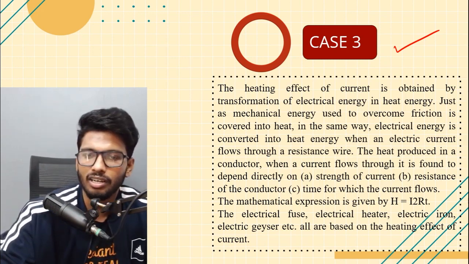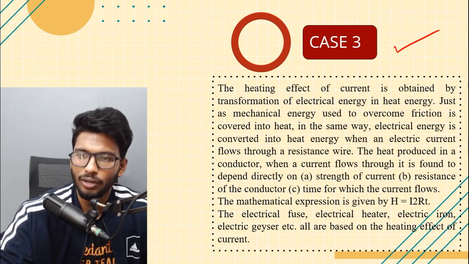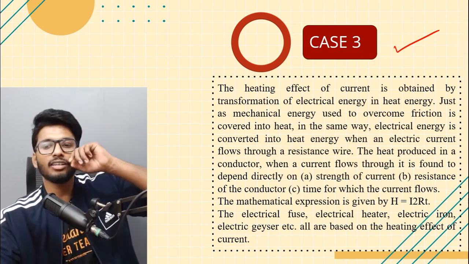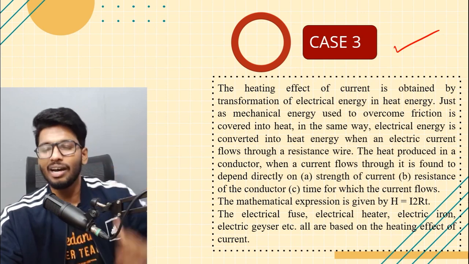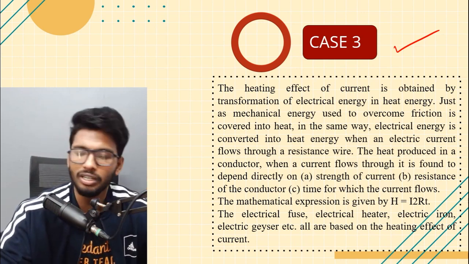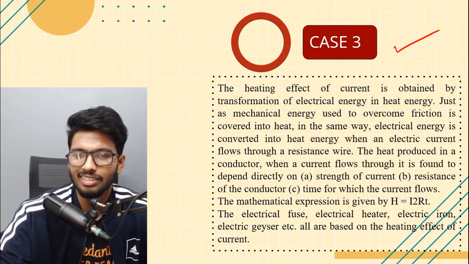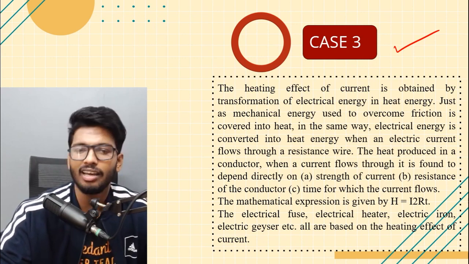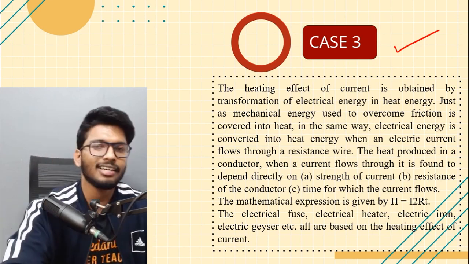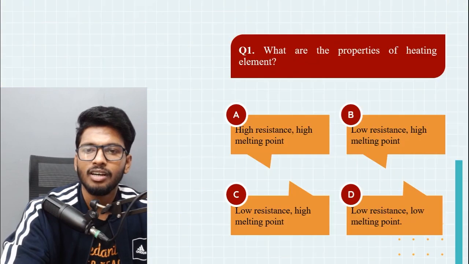The heat produced in a conductor when a current flows through it is found to be directly dependent on the strength of the current, the resistance of the conductor, and the time for which the current flows through the conductor. So mathematically, the expression is H is equal to I square RT. It's not I into 2 into RT. It's I square RT. The electrical fuse, electrical heater, electrical iron, electrical geyser, all of these are examples of heating effect of electric current. So let's see, guys, what do you think would be the questions based on it?